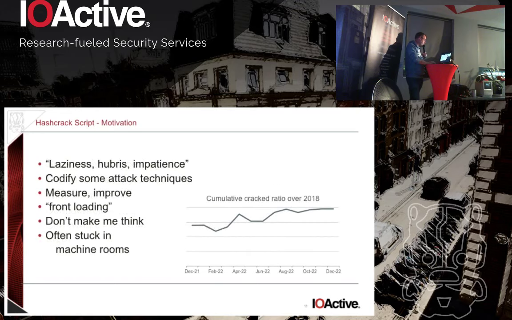Like any good coder, I've probably spent more time writing the script than I've saved. But what I wanted to do is codify some techniques, precisely so I can measure if they're actually doing any good, because everyone has a favourite dictionary or something they want to use, with probably not very much evidence that it's better than something else. So I wanted to be able to measure it. I want to put common passwords at the front of the process, so I can find these quickly. I was often stuck in a machine room, so I don't have access to anything better or, you know, Google or anything like that.